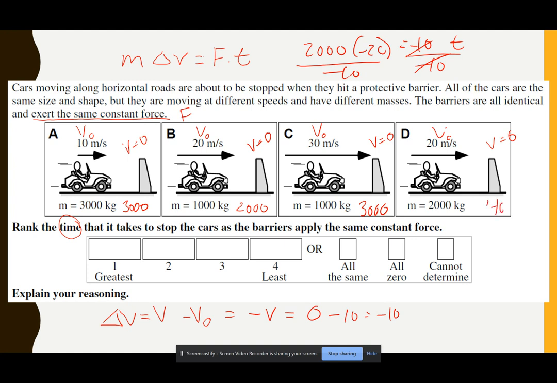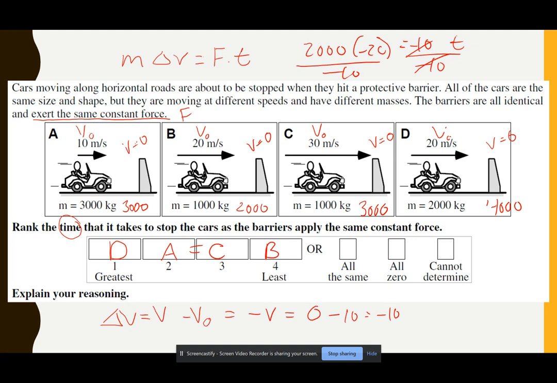And this got 4,000. So we can rank it. So the most time it took would be D. The next one, we have a tie for A and C. And then we have B.